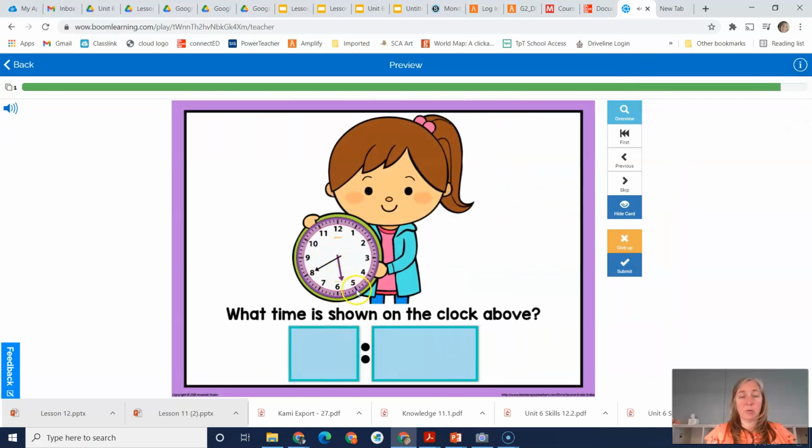My hour hand is pointing between the 5 and the 6, so this is 5. And my minute hand is pointing to the 40th tick mark, so 40.